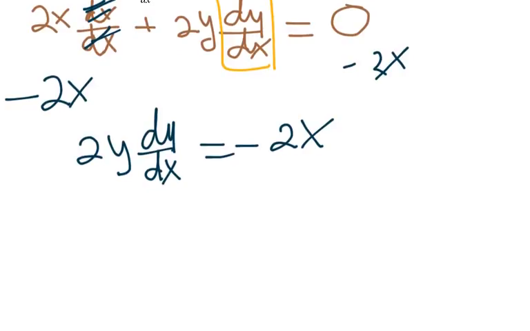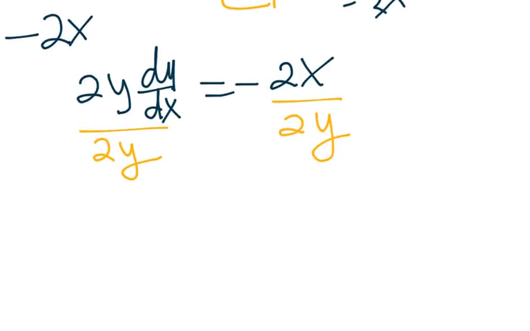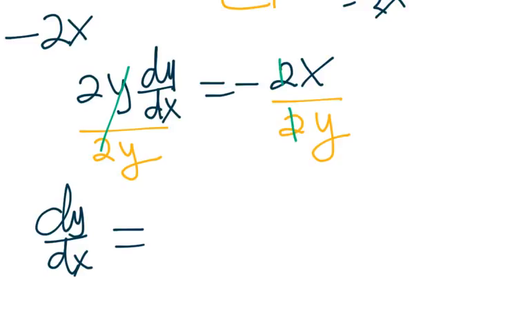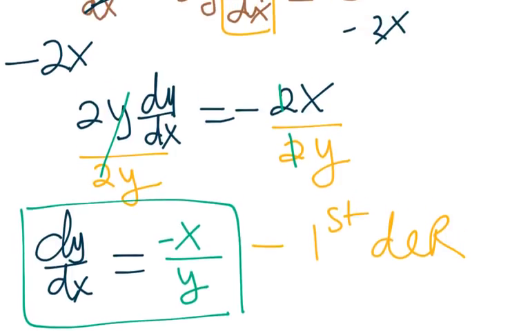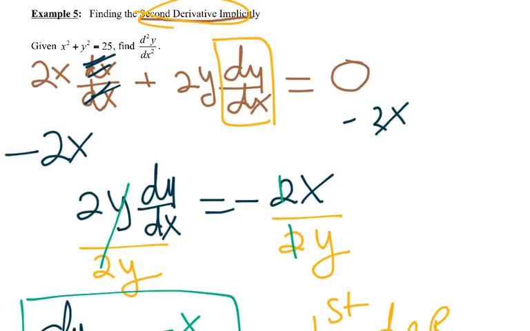Okay, now to solve for dy over dx, I simply divide by 2y. So this cancels out, and I have dy over dx equal to, let's look at this side, the 2 also cancels out, so what I have is negative x over y. So this is what we call the first derivative, right? But this example is asking, if we go back, for the second derivative.